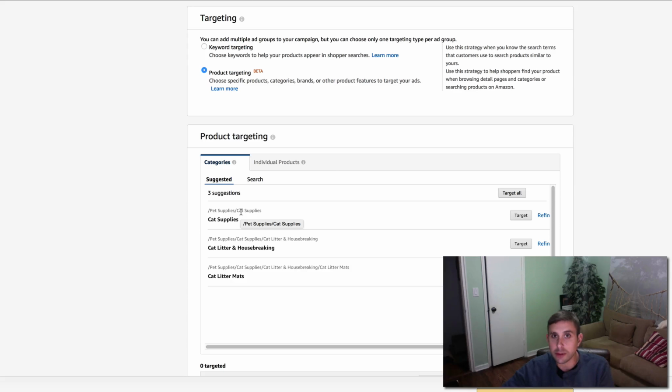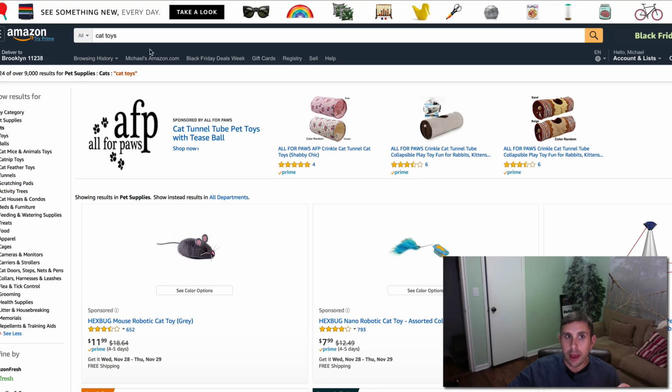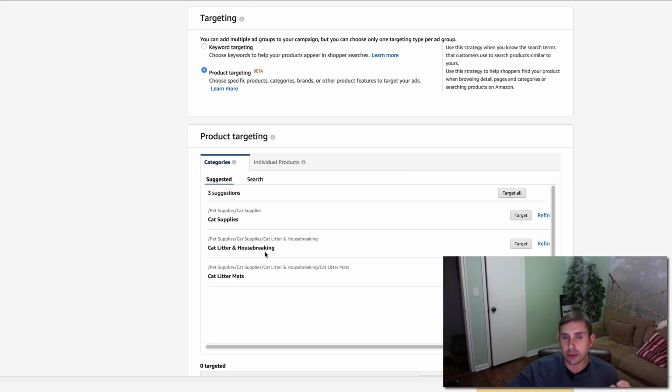Now, if you were a shopper and you were looking for, now we're looking at cat toys, but imagine we were looking for the litter mats. Those categories would show up over here, okay? So now these are the different subcategories related to the overall category that you can target. Amazon is going to suggest the ones based on the categories that you've selected for your product. And that's great, but it's very, very broad, right?